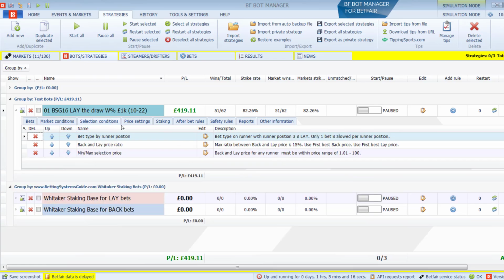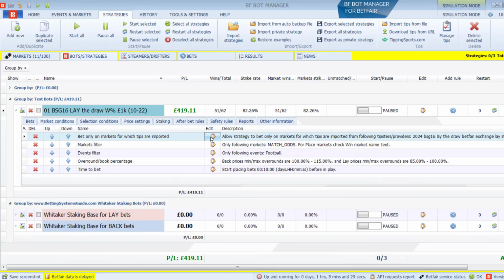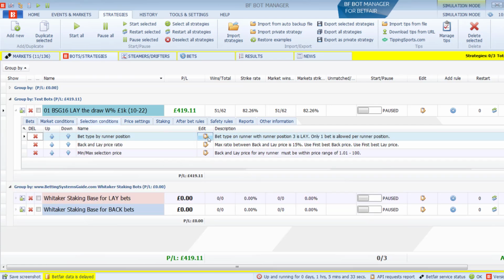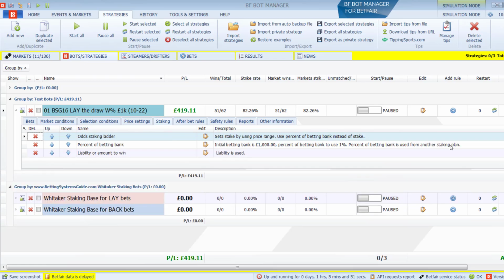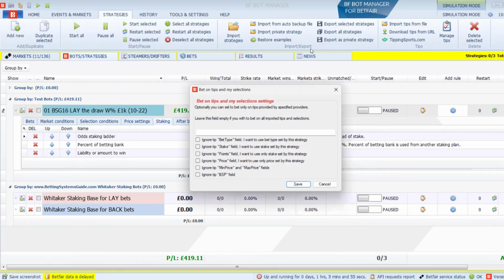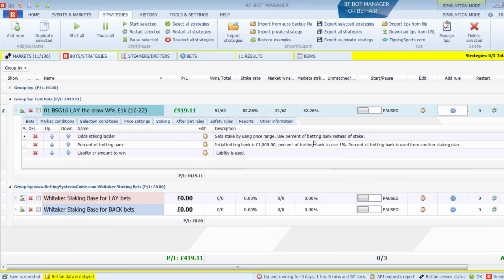And I use a selection condition, bet type by runner position, to tell it to lay the draw, which is to lay the runner in position 3. So when a pick comes in from this strategy, this bot will be allowed to lay the draw on that market, which is in football. So that's how I set up a bot to place lay bets on a Betaminic strategy pick, which are usually back picks. Usually when we place back picks, we're using the bet on imported selections and tips, but we're not going to use that for this one because it's a lay strategy.